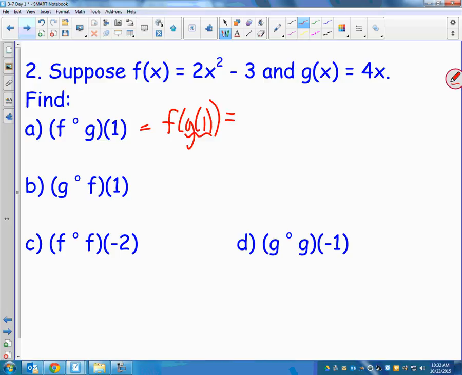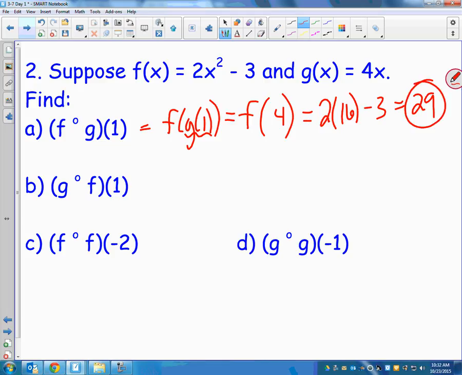If I do g of 1, you've been doing that since you learned function notation. So forget about f, leave it out there, and just do g of 1. And g of 1 would just be 4 times 1, which would just be 4. Then you do the outside function. So f of 4, you plug 4 in for x, and that would be 2 times 16 minus 3. What is that, 29? So your answer is the number you get at the end. So you do the inside function and you work your way out to the outside function.